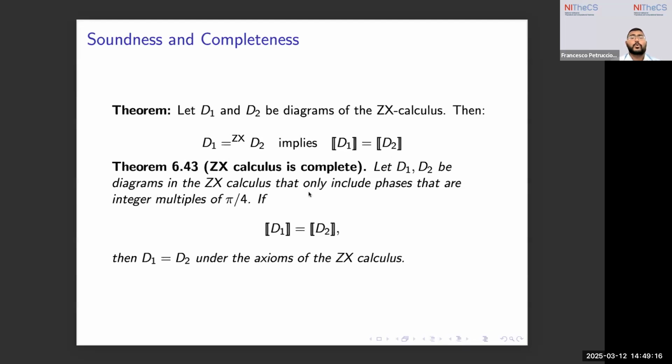And lastly, and more importantly, a big result was showing that ZX calculus is complete. So if I have D1 and D2 in the ZX calculus, so these are diagrams, and the only phases we are allowing are integer multiples of pi/4, then if their representing unitary matrices are equal, then there must be some way to deduce D1 is equal to D2 using the rules of ZX calculus.